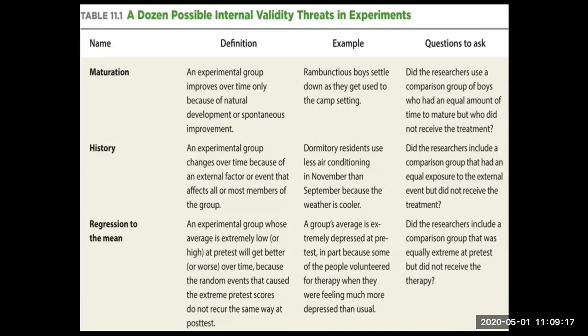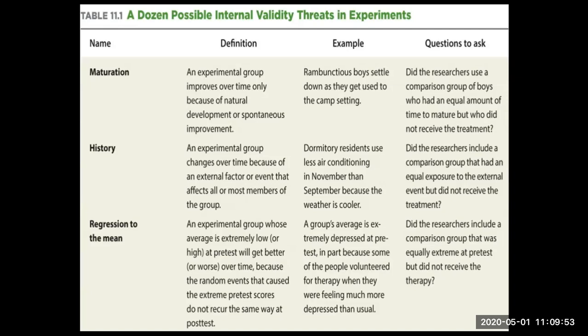Maturation: the definition is an experimental group improves over time only because of natural development or some sort of spontaneous improvement. The example to give, again, rambunctious boys settle down as they just get used to their camp setting. So, to address this issue in the really bad experiment, add a control group, right? So the question asked: did the researchers use a comparison group of boys who had an equal amount of time to mature, but did not receive the treatment, aka the low sugar or no sugar diet?